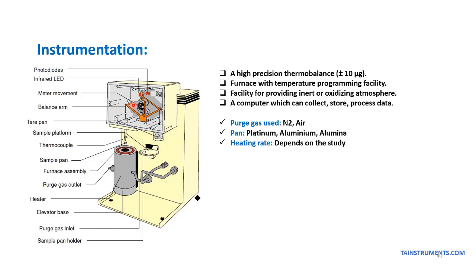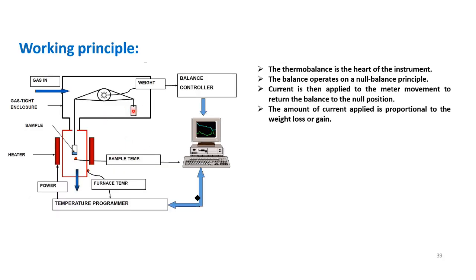So the instrument consists of a photodiode and LEDs, meter movement, balance arm, this is the balance arm. Then tare pan. Then sample platform. Here is the sample platform. Thermocouple. Then sample pan here. So one is the tare pan, one is the sample pan. As I told, two pans are there, one and two.